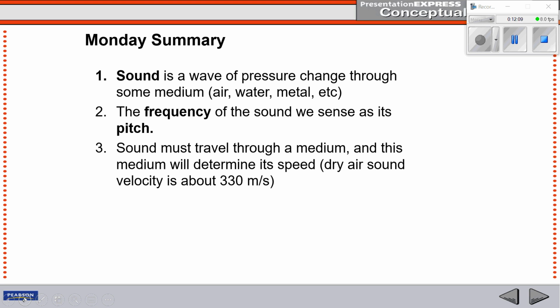Right. So what we learned for today is that sound is a wave of pressure change through some medium: air, water, metal, etc. The frequency of the sound is what we sense as the pitch. The higher the frequency, the higher the pitch, and it can get beyond what we can even hear, and way lower than what we can hear as well. And sound must travel through a medium, and the medium will determine its speed. So dry air is 330 meters per second. As temperature changes, as moisture changes, that will slightly vary, or if it's traveling through water. But sound needs a medium in order to work.